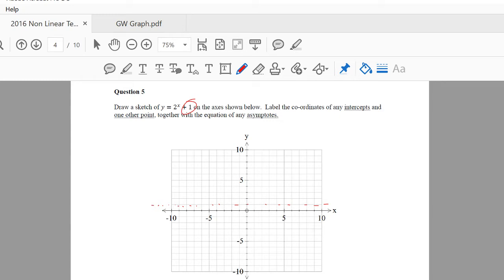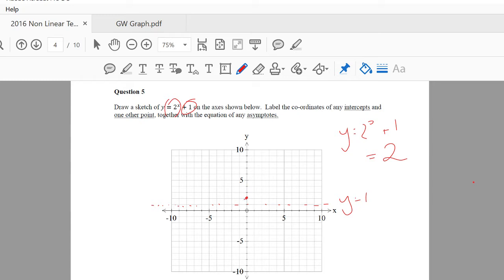Rightio. Now we've got to label our asymptote: y equals 1. Done. Label the coordinates of any intercepts. So let's find our x-intercept. We're not going to have any x-intercepts because this is a positive graph. The a number here is positive, so it's going to be above the line. It's never going to cross the x-axis, but we can find a y-intercept. So y equals 2 to the power of 0 plus 1, which just equals 2. So our y-intercept is going to be there.